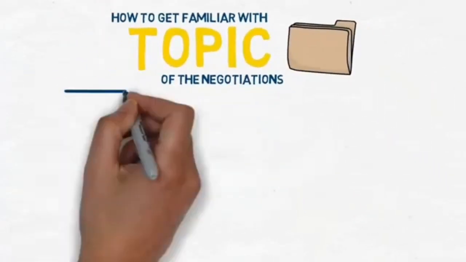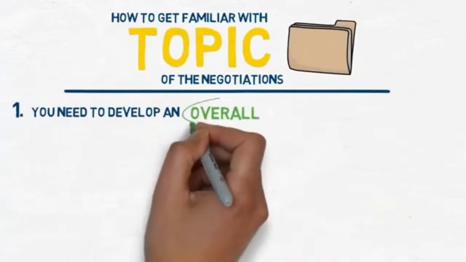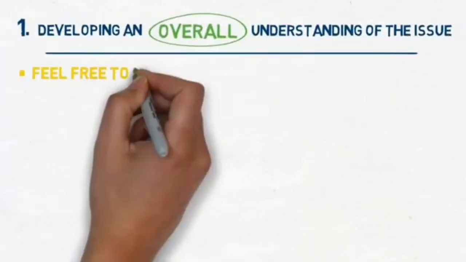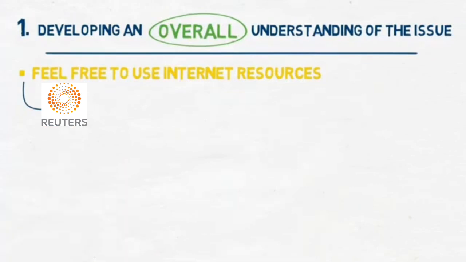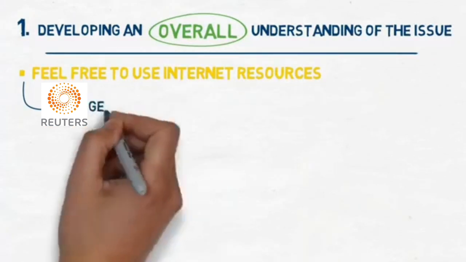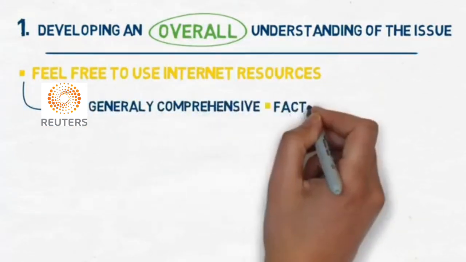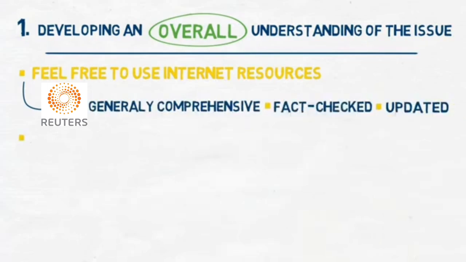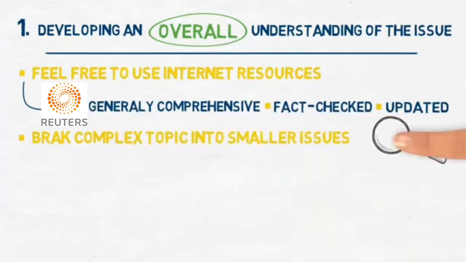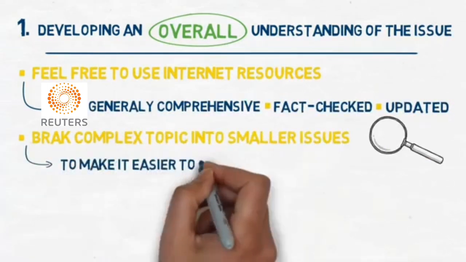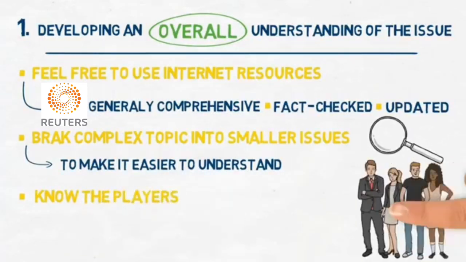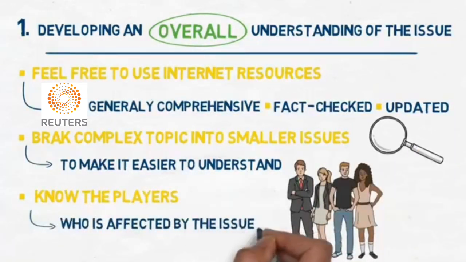At the beginning, you need to develop an overall understanding of the topic. Feel free to use internet resources, such as Wikipedia, as it's probably the best source of information. It is generally comprehensive, fact-checked, and updated. If the topic is too complex, try to break it up into smaller issues to make it easier to understand. Also, know the players: who is affected by the issue and who has the most impact.